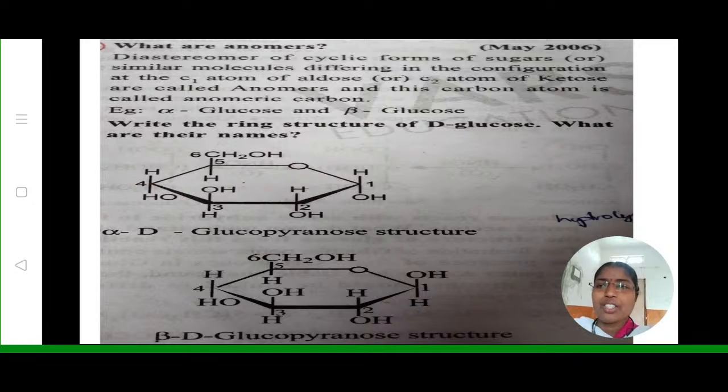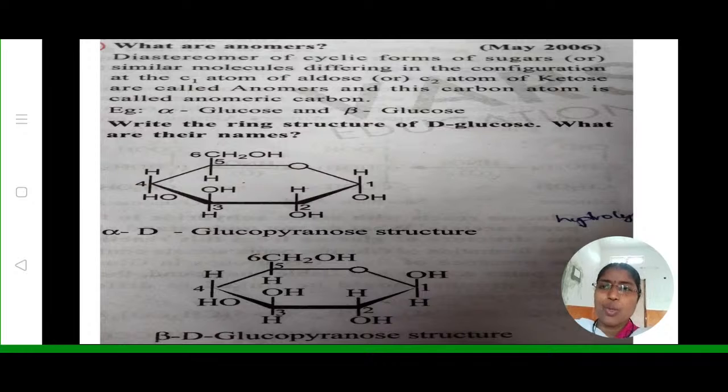In the first structure, alpha D glucose pyranose structure, the OH group lies below the cycle. So below the cycle the OH group is present. It is called alpha D glucose pyranose structure. Second structure, beta D glucose pyranose structure. In this structure the OH group lies above the cycle. So it is beta D glucose pyranose structure.